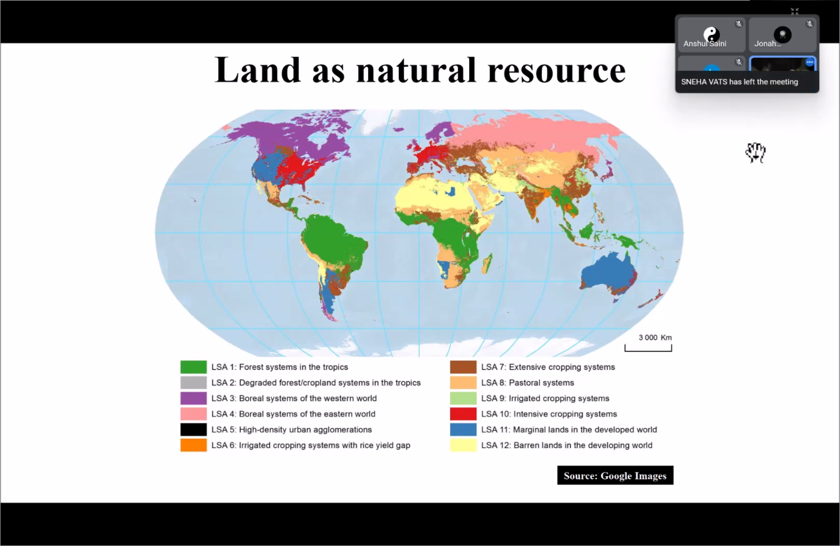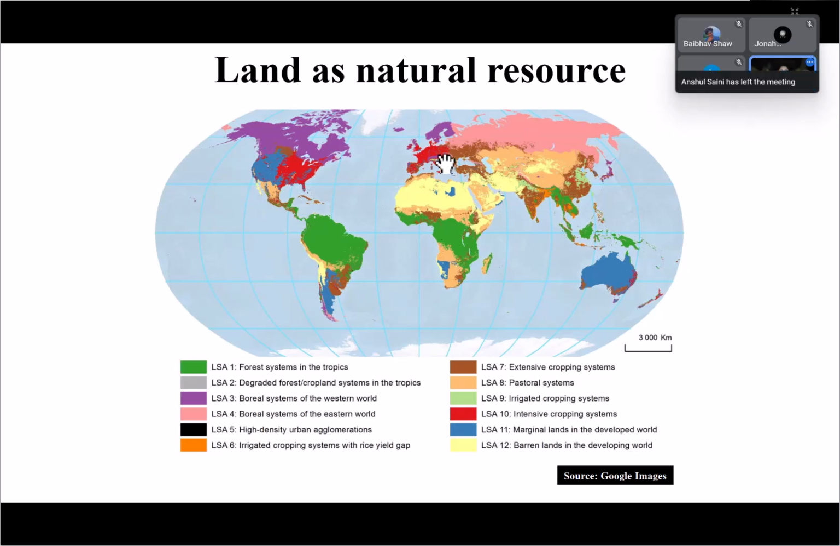Sorry about that. So we're going to see that we have looked into land, right? We know how lands have formed and how different kinds of soils are there. Now we're going to actually see what those soils are used for in different parts of the globe. And this map here shows you exactly that.